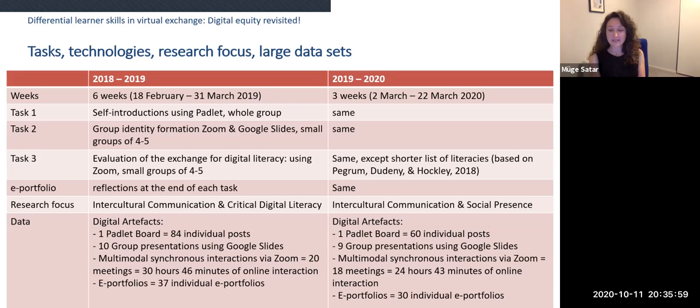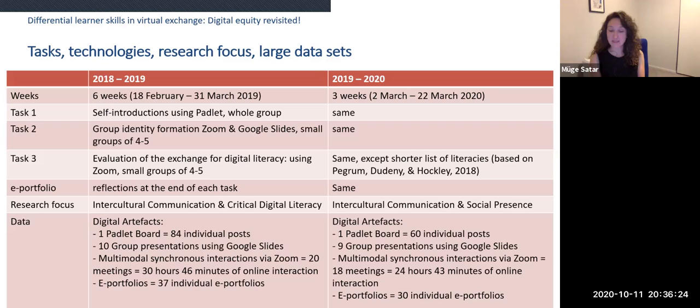While there was a 6-week overlap in the first year in 2019, allowing for 2 weeks of interactions for the completion of each task, this year in 2020, we only had a 3-week overlap, which meant that each task had to be completed in 1 week in the second iteration.